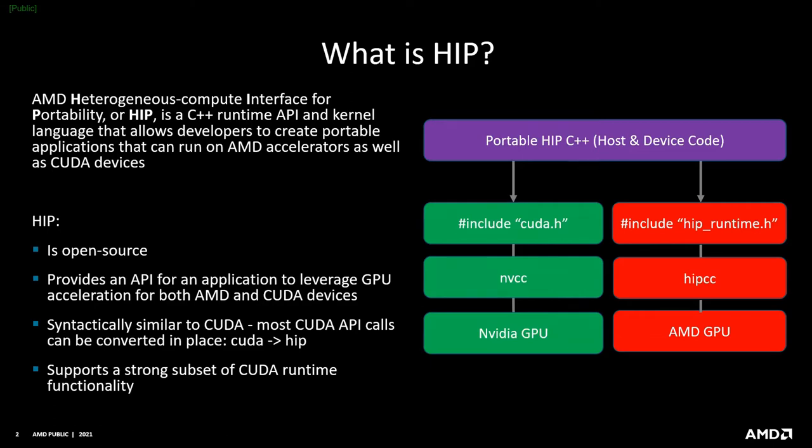And I will not talk much about how to do this transformation, or as we call it, HIPification, but feel free to reach out to me. My email address is myfirstname.mylastname@amd.com. I'll be happy to answer all your questions. And finally, it supports a strong subset of all the CUDA runtime functionality. And this is just a little chart to show you what happens. You write your HIP code, which is just a bunch of calls to these C++ APIs. And based on what you have, the compiler translates into CUDA or HIP.